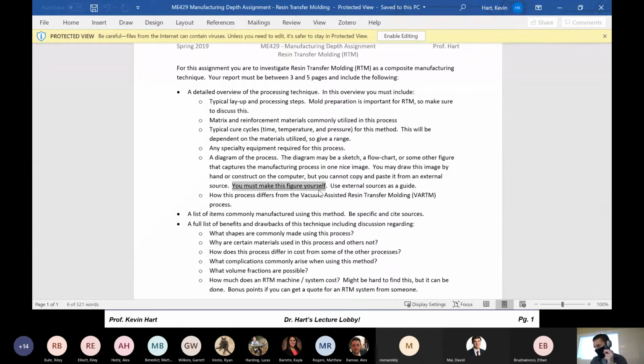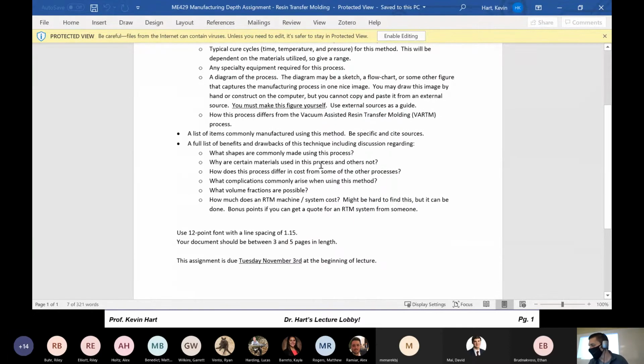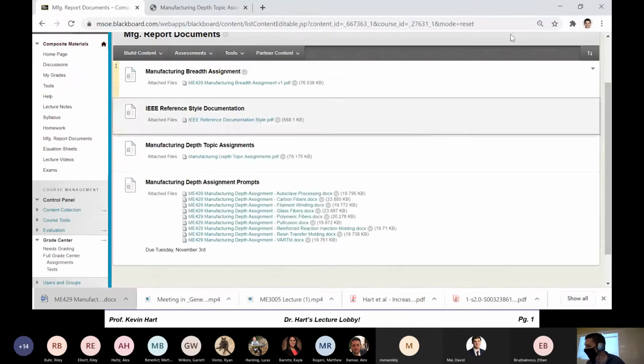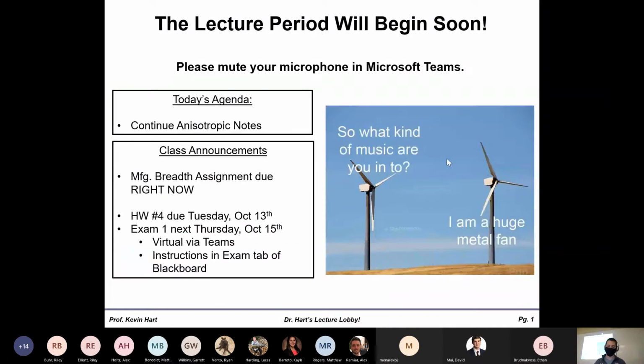get to your prompt, and then write me a 3 to 5 page document on this particular process, or carbon fiber, glass fiber, etc., whatever it may be. And it's going to be due Tuesday, November 3rd. That is about 1 month from now, 4 weeks from now. Okay? Got it? Okay. Remember the 3rd of November.